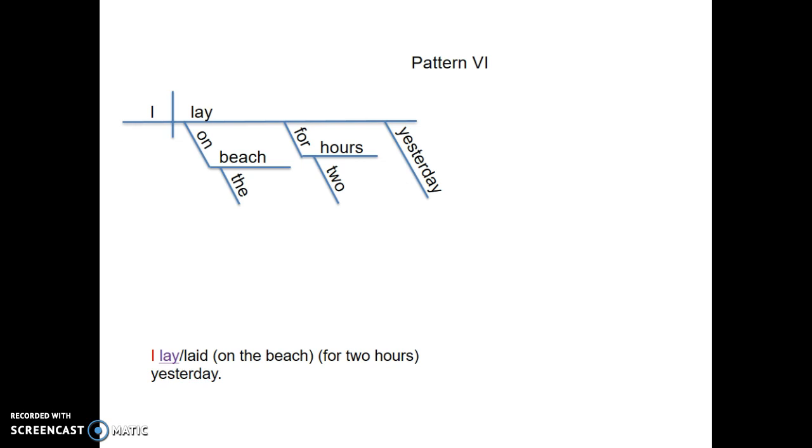No direct object on this one, so the verb is going to be lay. And then we have a couple of prepositional phrases. On the beach is telling us where. For 2 hours is a time question. And yesterday is telling us when. So all of those go under the verb that they are modifying. With a subject and an intransitive verb, we have a pattern 6 sentence.